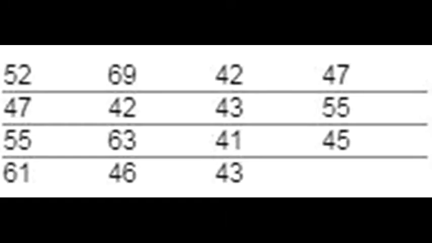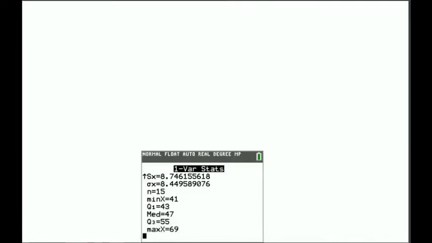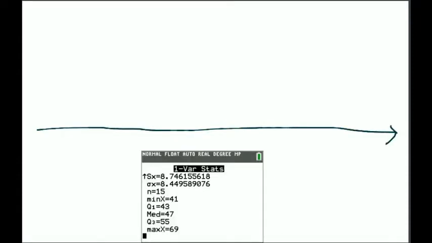Judging from our data, no values fall below the lower fence of 25, nor do any of the values exceed the upper fence of 73. So therefore, there are no outliers in this box plot. So here's the idea. We've got to draw a number line that includes all the values. So we have a minimum of 41 and a max of 69.